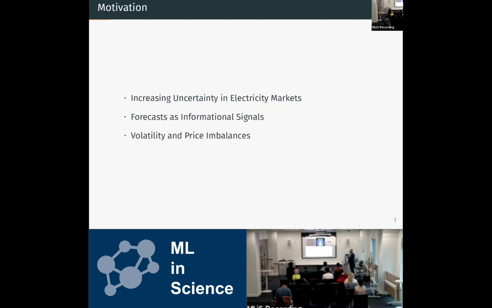The motivation behind this is the increasing uncertainty in the electricity market. You expect that wind power is intermittent, so it's volatile. Because of this, you will have increased volatility in the markets, especially in Great Britain, where wind power is growing every day. The other thing is that we need to use the forecasts as information signals. So what are information signals?